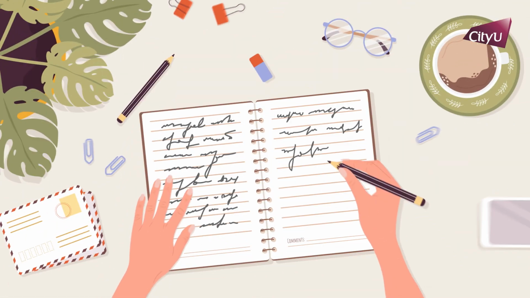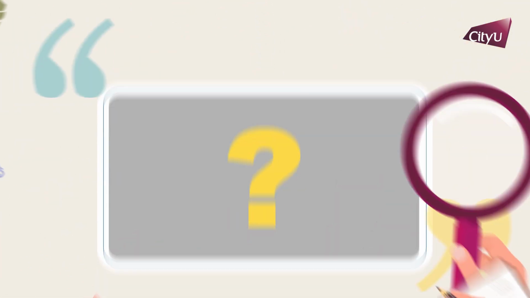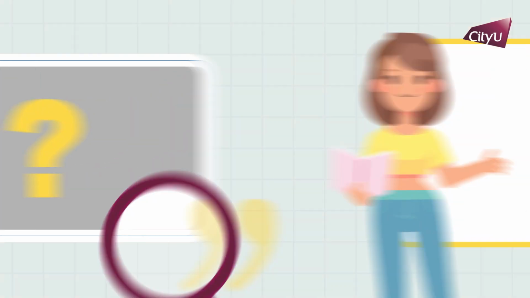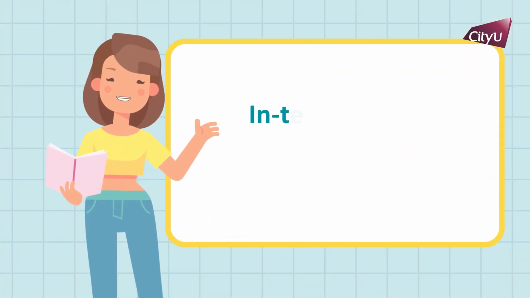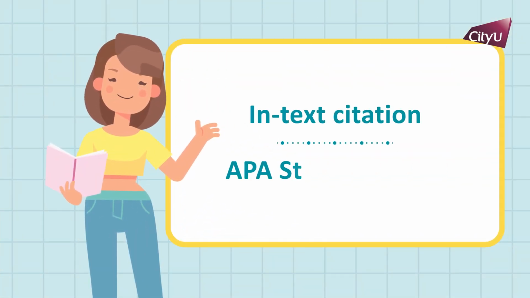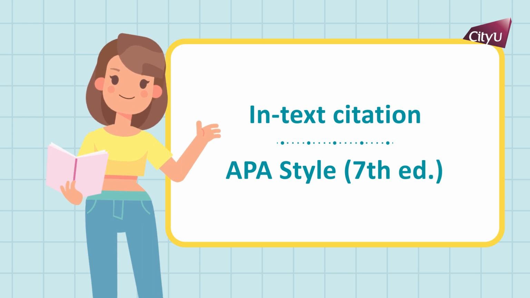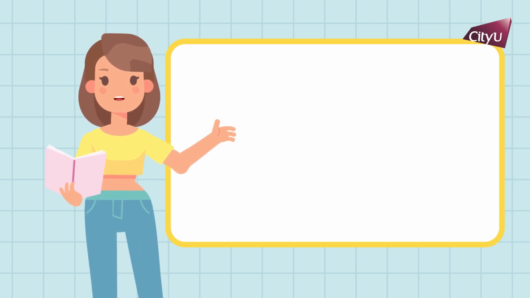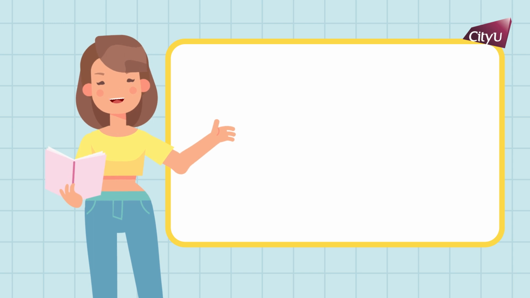A citation is a written reference to a specific work and helps to identify the source of work. In this video, I will show you how to include an in-text citation in APA 7th edition style. Citations are important in academic writing for several reasons.